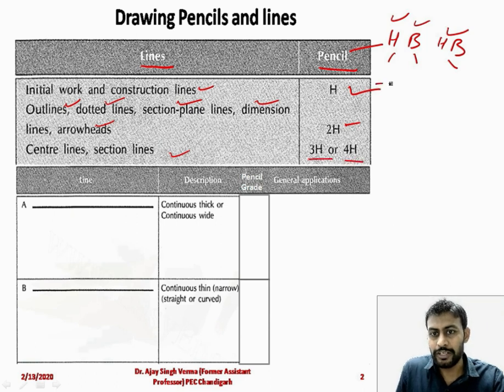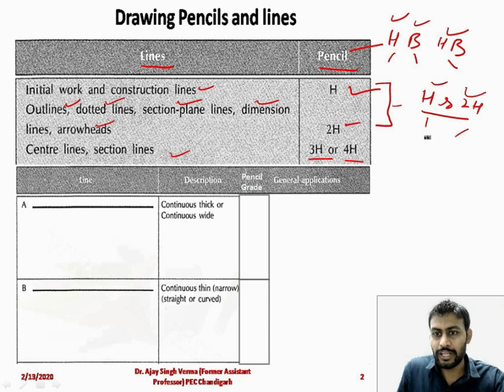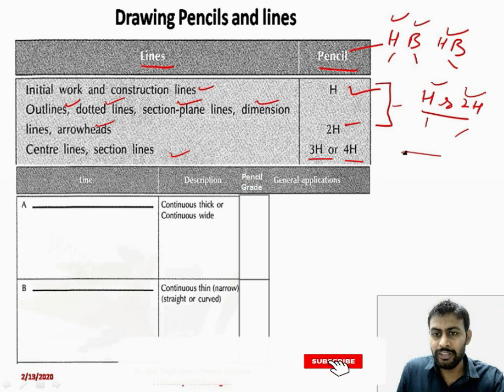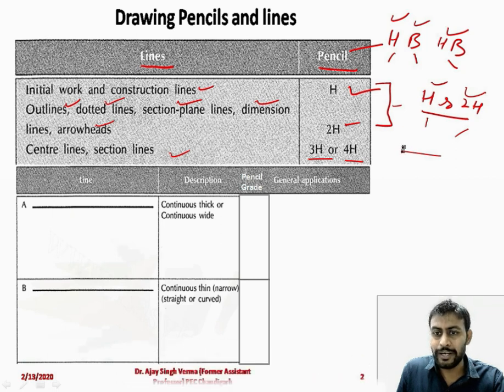Basically, for beginners, we recommend in our universities as well as in institutions that you go for H and 2H pencils. I also told you in the previous lectures why: because for beginners, H and 2H leave a light impression on your sheets. When some lines are drawn by mistake, we have to rub them, and after rubbing they do not leave any stream marks or visible marks on your sheets. They are light grade pencils, so we recommend that beginner students go for H and 2H pencils.